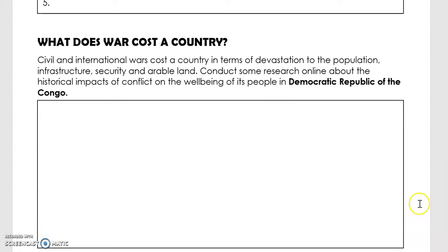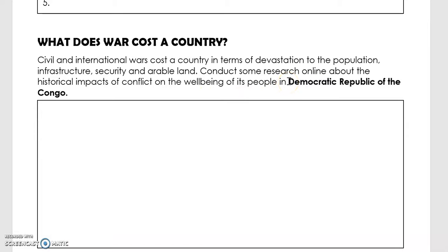Last thing we're looking at in week 2 is the cost of war on a country. Now, when we talk about the cost of war, we're talking about civil wars and also international wars. We know that these devastate the population, it destroys infrastructure, hospitals, roads, national security may be an issue, and also this term here, arable land. The farming land itself, which in these poorer countries is vital to their survival, becomes desolate, it becomes bombed, it may become a war ground, and normal everyday life cannot happen anymore.